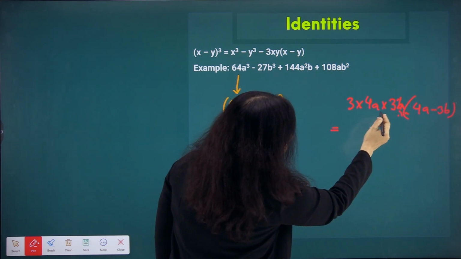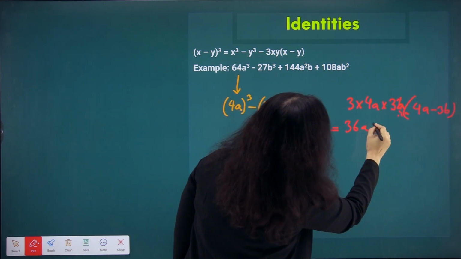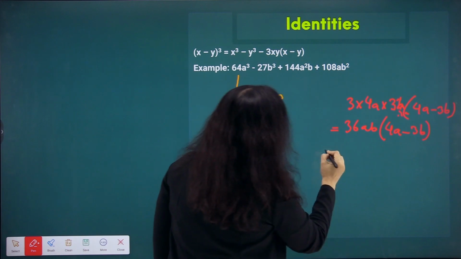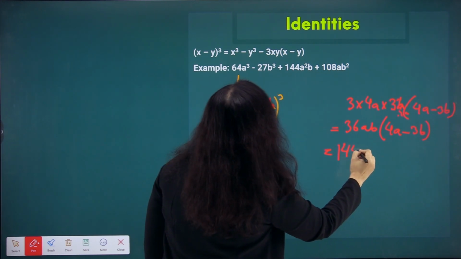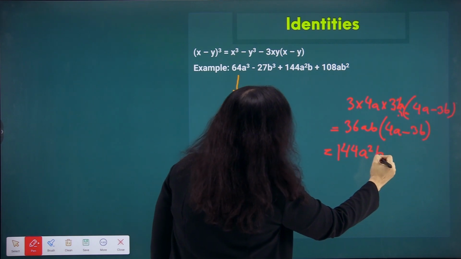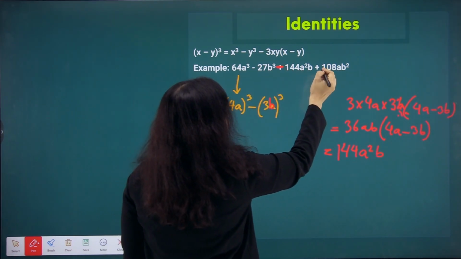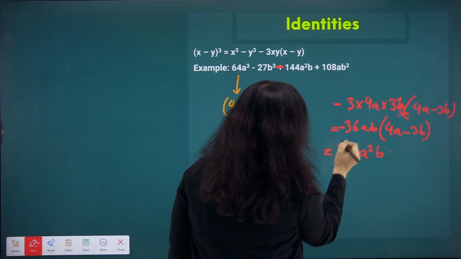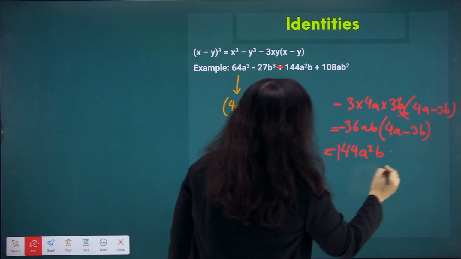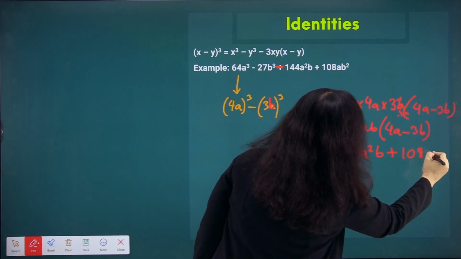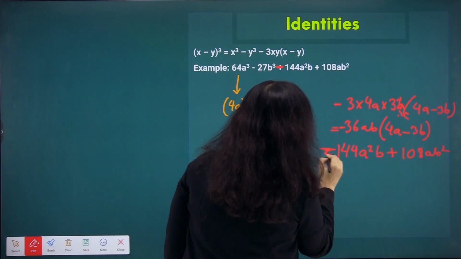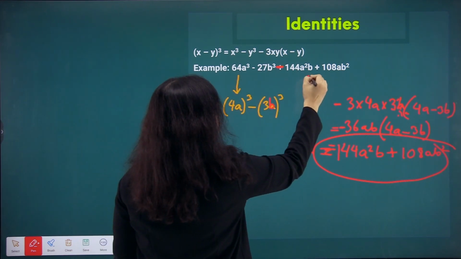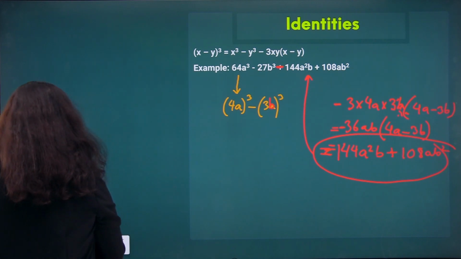So, this becomes 3 4s are 12, 12 3s are 36ab multiplied with 4a minus 3b. Yes, it is giving me 144 a square b. Here it would be minus and here it would be plus. And since we have a minus outside, minus 144 a square b plus 108 ab square. So, yes, this is correct. I am getting the same value on expansion.